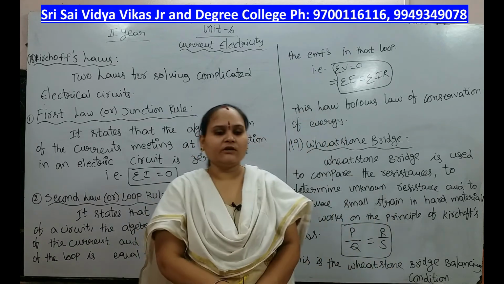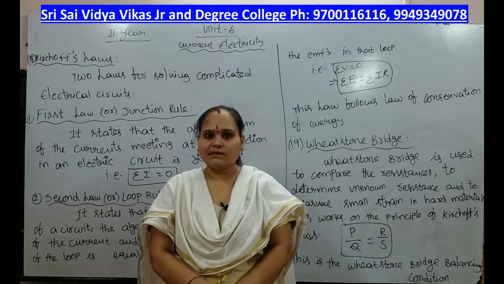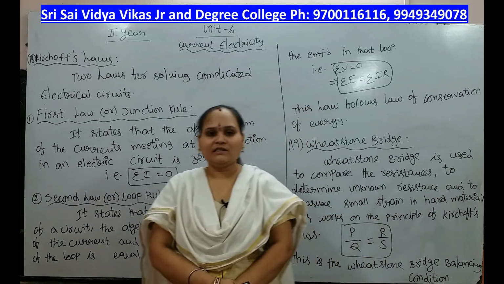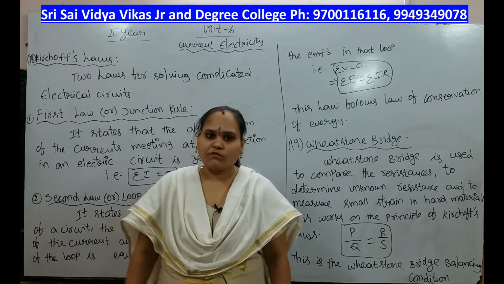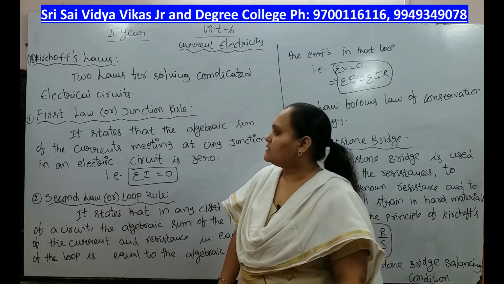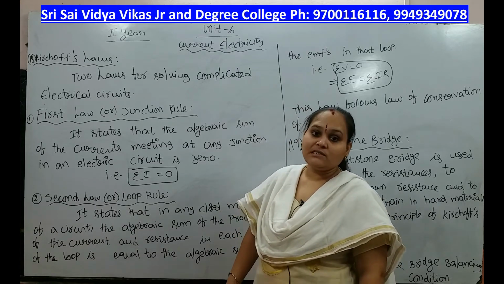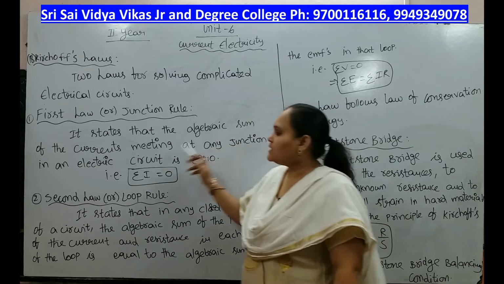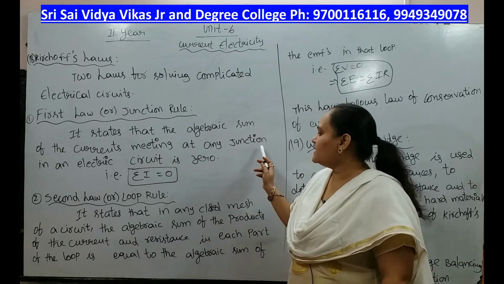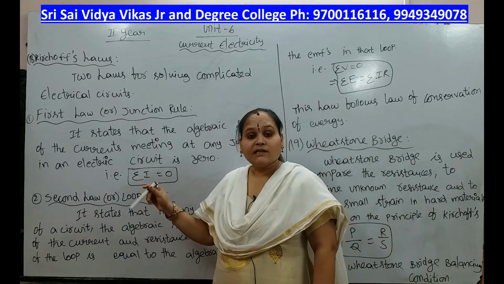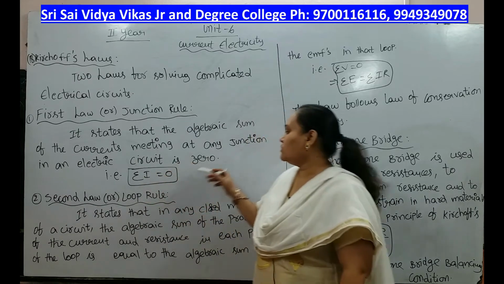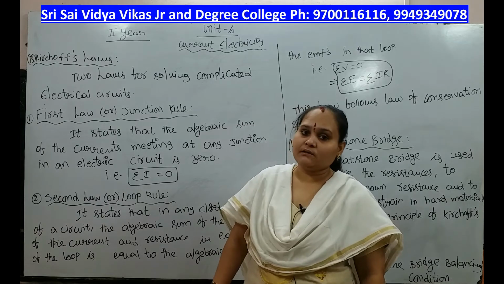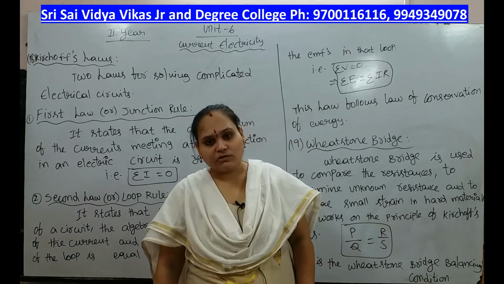Complicated circuits means circuits whose design is very complicated. For that type of circuit we can calculate current and voltage, and for this purpose we use the Kirchhoff laws. The first law is also known as the junction rule. It states that the algebraic sum of the currents meeting at any junction in an electric circuit is 0.